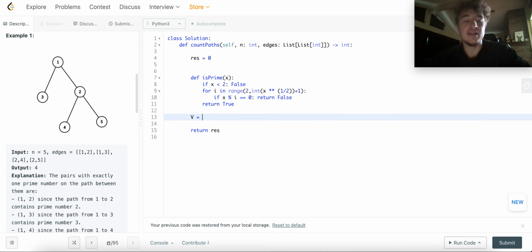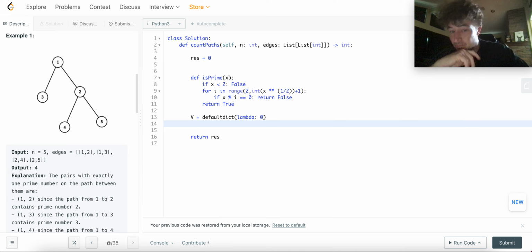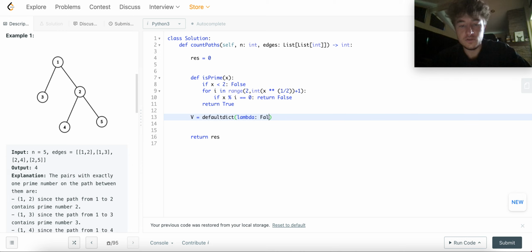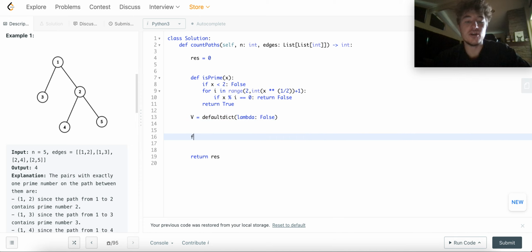All right. And then let's say we have a value array, which is the value of whether something's a prime or not. So we'll just make that a default dict, and then set the default value to 0, meaning that it isn't a prime. Or I guess false. Now let's build our actual graph.